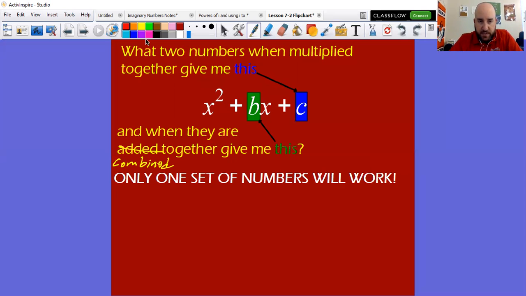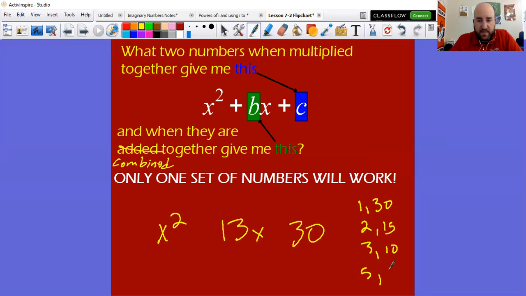So I showed this in class. Let me show it real quick. Okay. I'm not going to put any signs, but if I had x squared, 13x, and 30. To multiply to 30, we get 1 and 30, 2 and 15, 3 and 10, 5 and 6. So what can I use that multiplies to get 30 and gets me 13? Well, 3 plus 10, that's the obvious answer, right? But I could also do 15 minus 2. So it would depend on whatever signs are here which one I'm choosing.